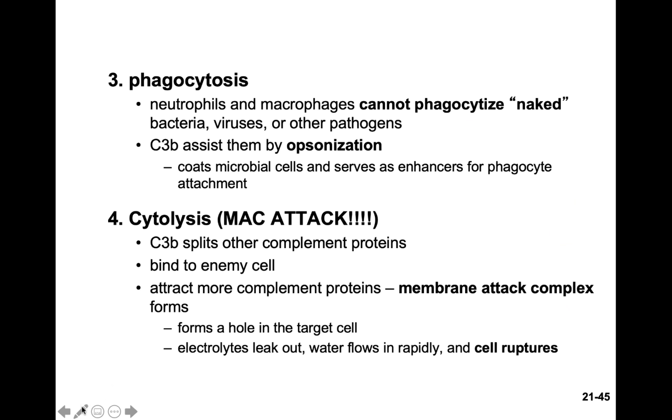The third mechanism is through phagocytosis, and you all know what this is. Macrophages are able to go and engulf cells. So the rule is that you cannot engulf a naked bacteria. If you just have a bacteria and you just have, let's say, an antigen on it, this is considered a naked bacteria. Without the help of C3b, you will not be able to phagocytize it.